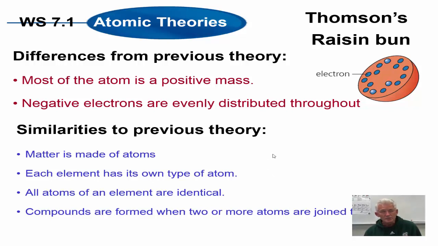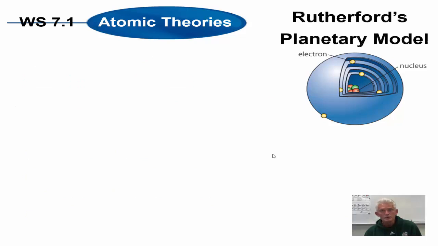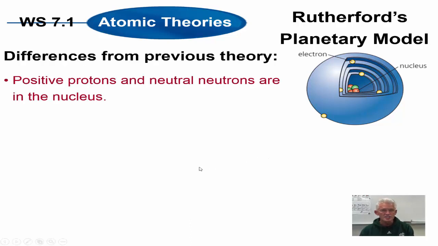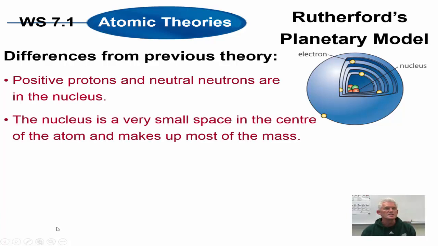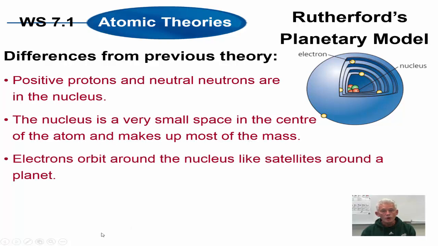Who comes after Thomson? How about Rutherford? Rutherford is the planetary model guy. So differences here. Positive protons and neutral neutrons are in the nucleus. Up until this point there's been no mention of a nucleus. Now we have a nucleus. The nucleus is a very small space in the center of the atom and makes up most of the mass. Electrons orbit around the nucleus like satellites around a planet.